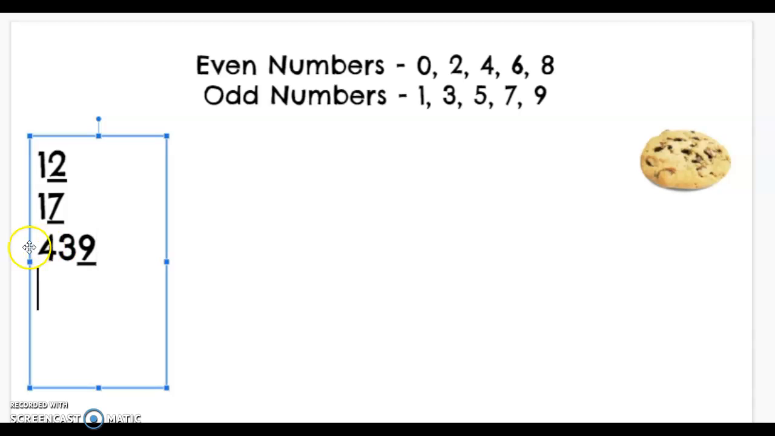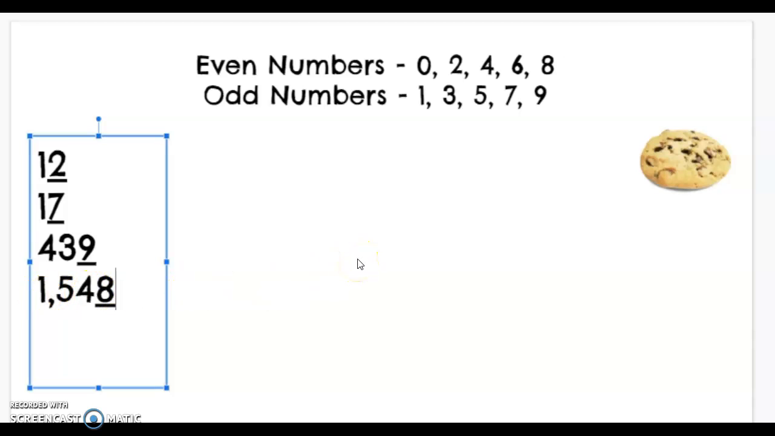Okay? If I look at the next one, let's do a bigger number, 1,548. I'm going to look at the digit in my ones place. 8 is an even number. That means 1,548 is an even number.